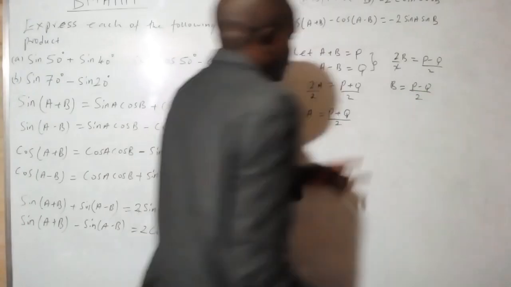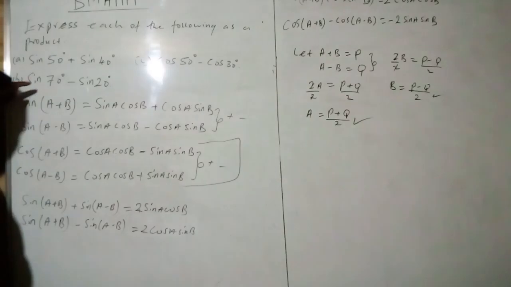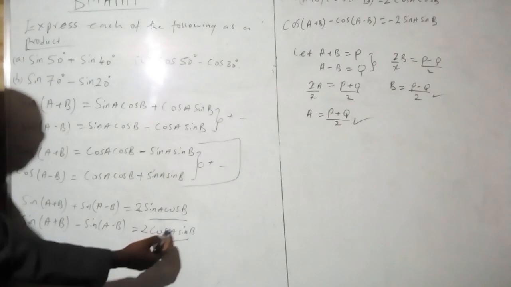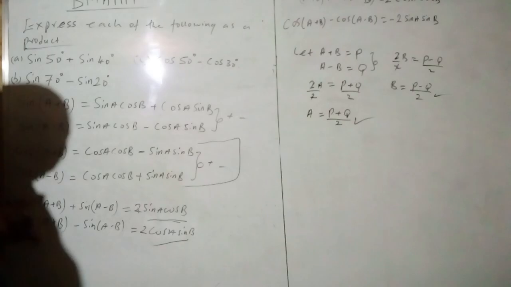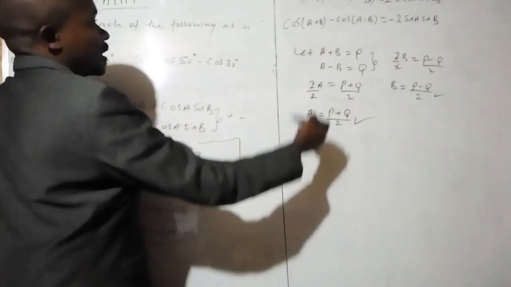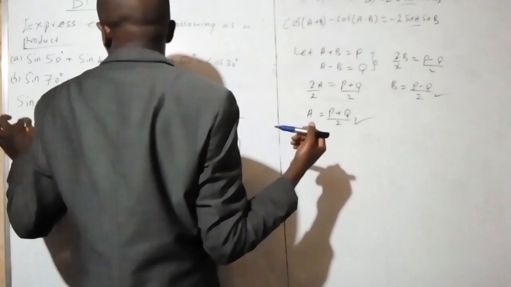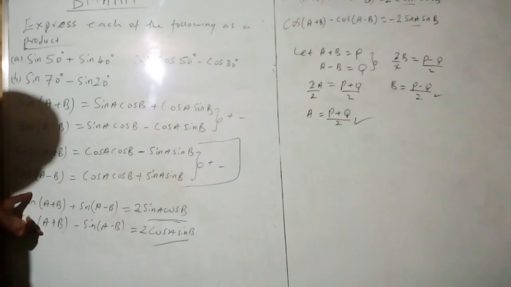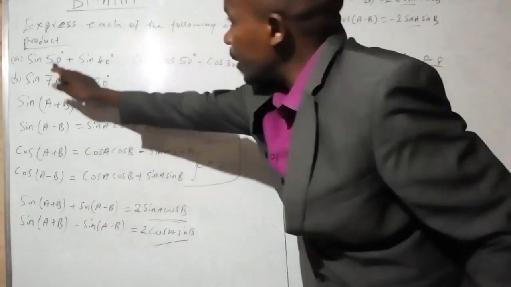Now we come back here to those equations. They want us to express in product. This is a product for sine, and a product for cosine is there. For now, we want sine. These are our sine, so we come here for sine plus.